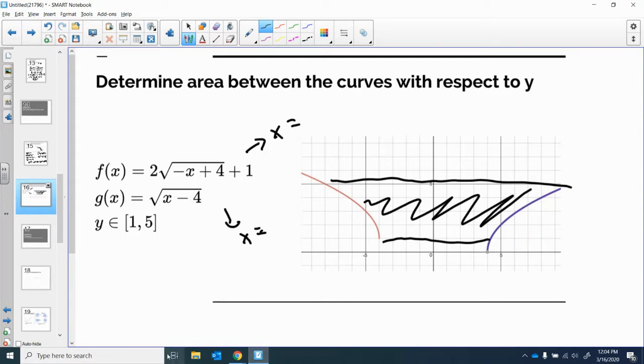If you do have questions, you can come find me. All we would do is take the g of x minus the f of x, because it's the one to the left there. So we're going to do upper minus lower.